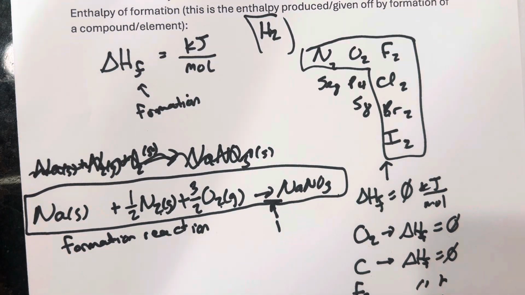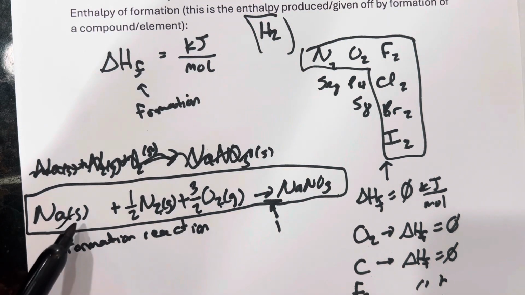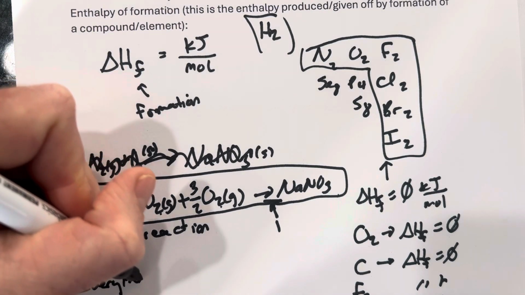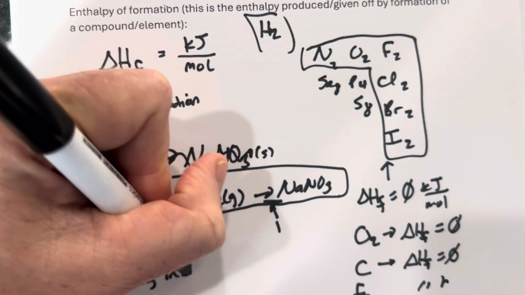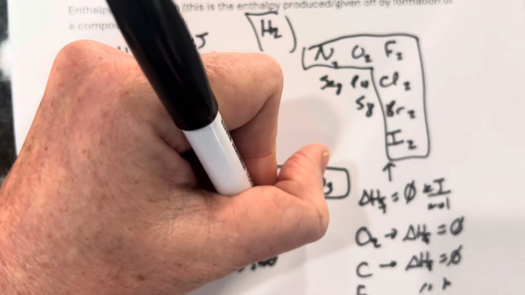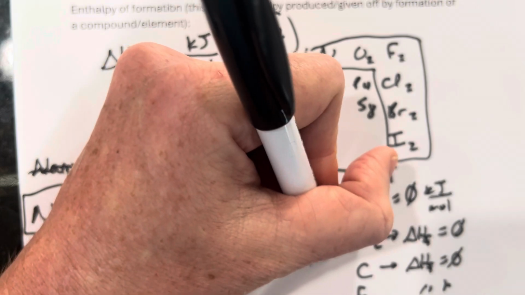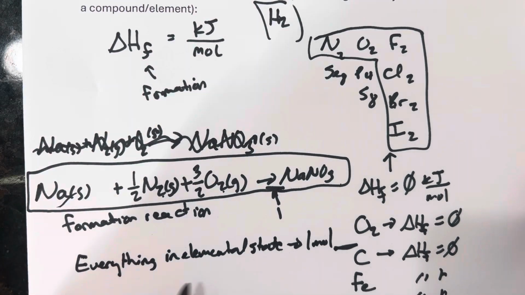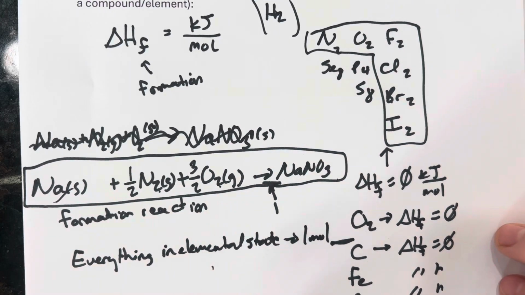All right, so the important thing to think about for these is, again, you just want everything in the elemental state. And you want to have it forming 1 mole of the thing that you're interested in, which in this case was sodium nitrate. So everything in this elemental state, and it's got to form 1 mole of that. All right, let's go ahead and use it, shall we?